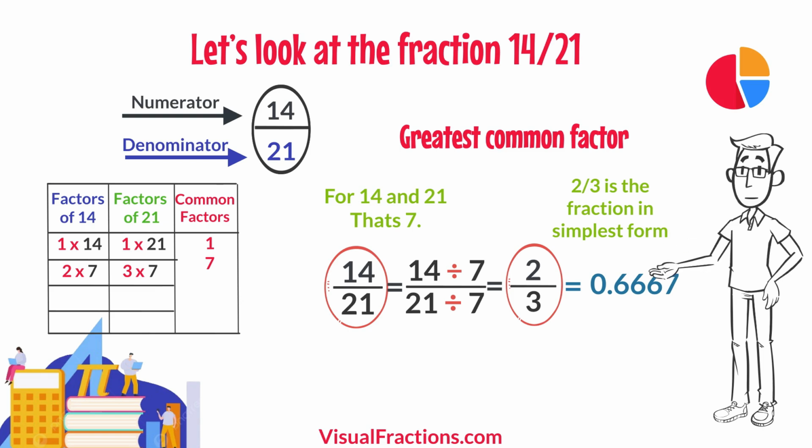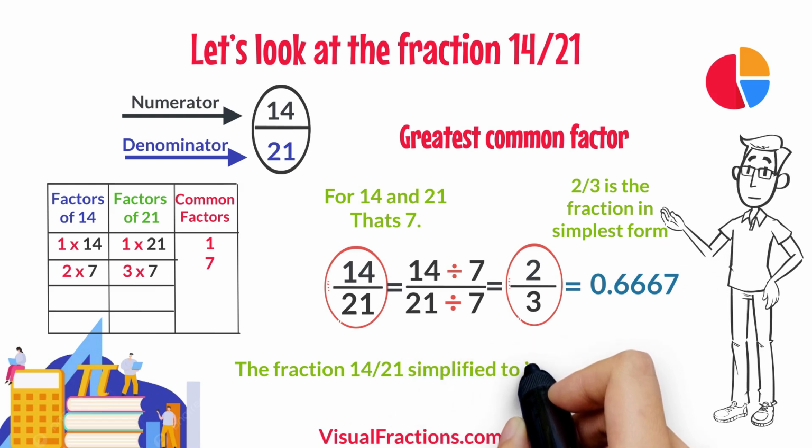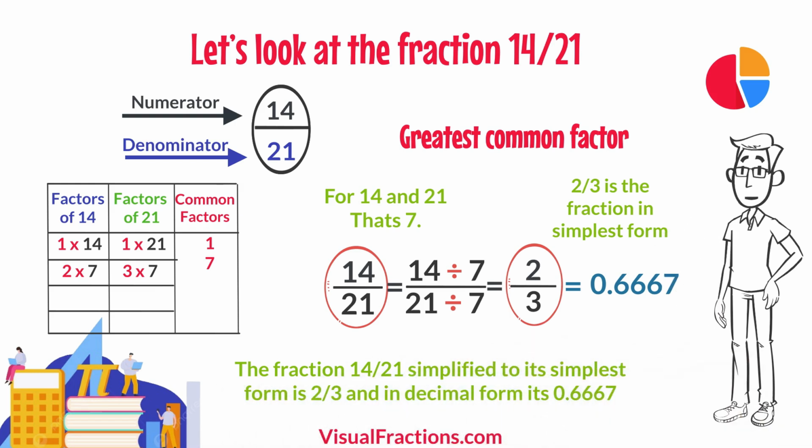So, there you have it. The fraction 14/21 simplified to its simplest form is 2/3, and in decimal form, it's about 0.6667.